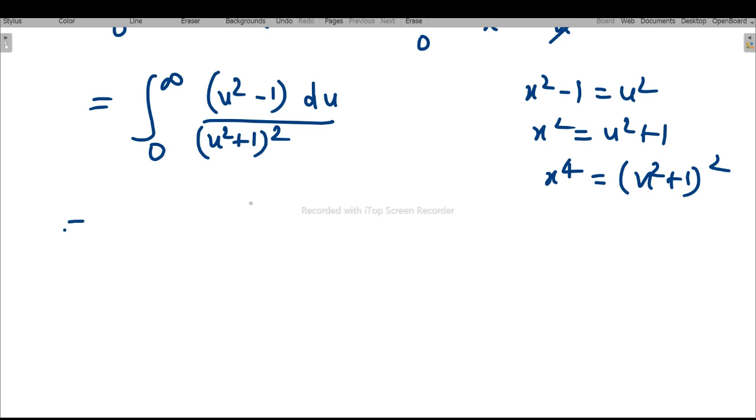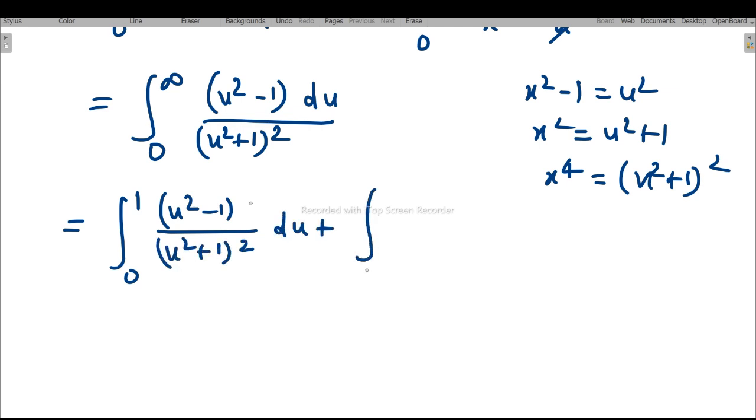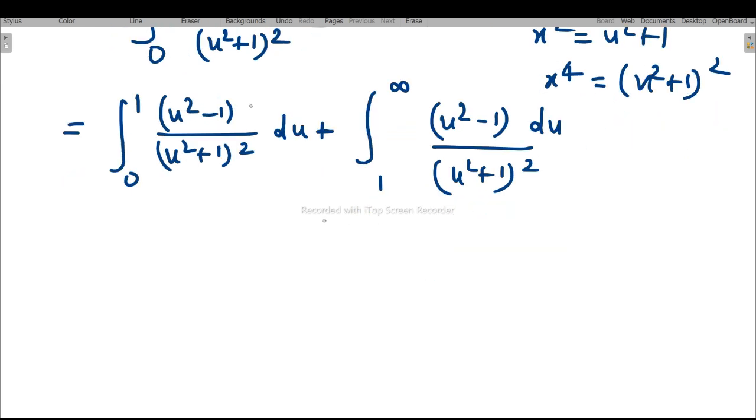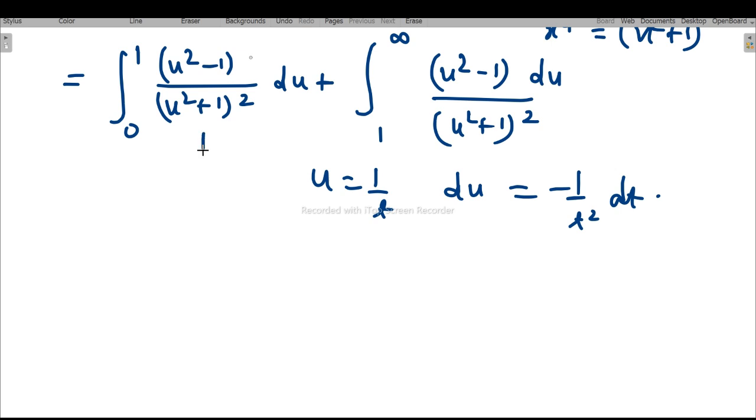Again, we can write this as the sum of two integrals: the integral from 0 to 1 of (u square minus 1) over (u square plus 1) whole square du, plus the integral from 1 to infinity of (u square minus 1) du over (u square plus 1) whole square. Call the first integral I1 and the second integral I2. So our integral I equals I1 plus I2.